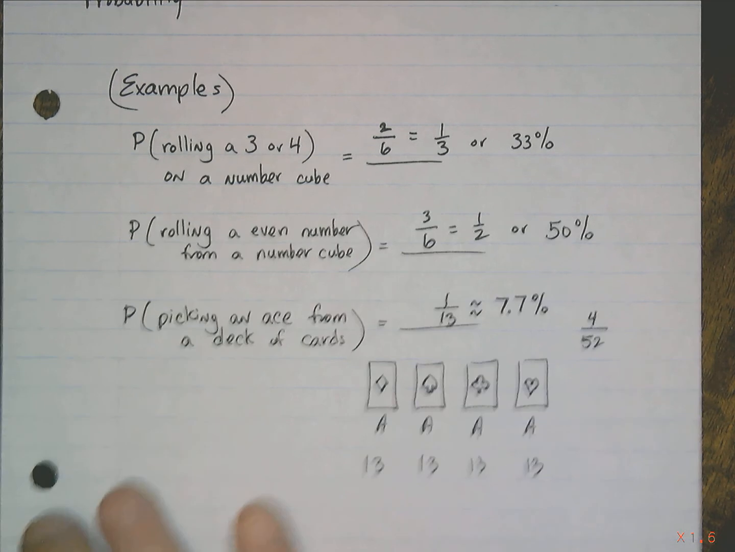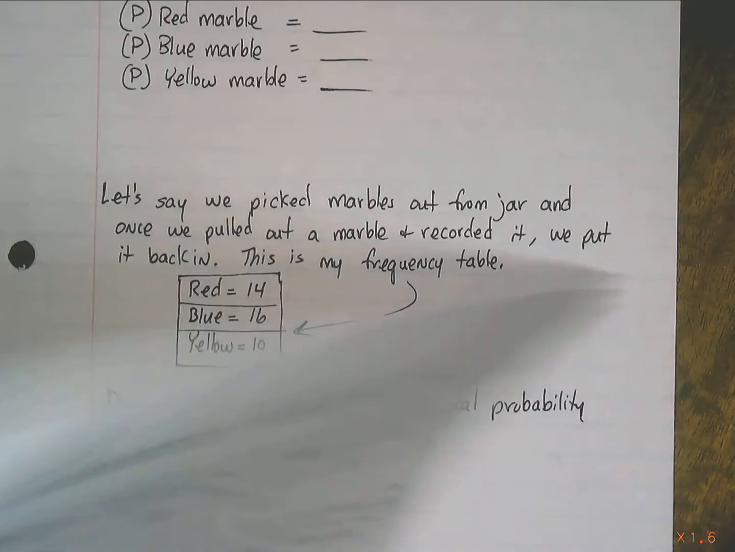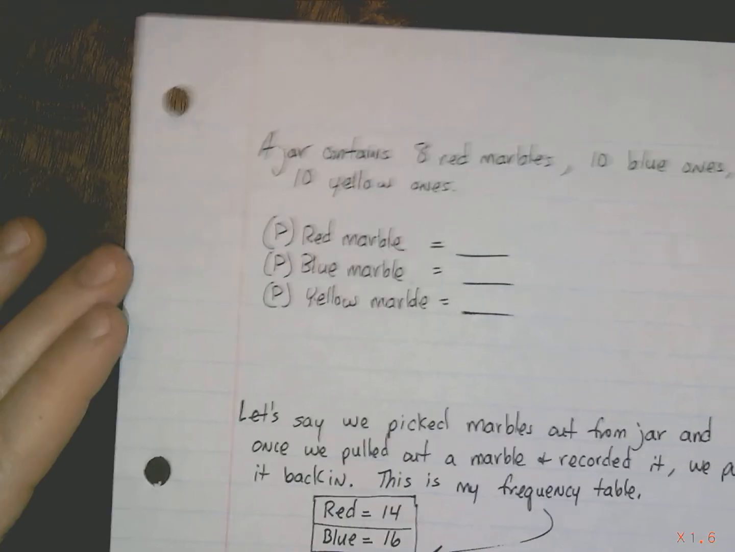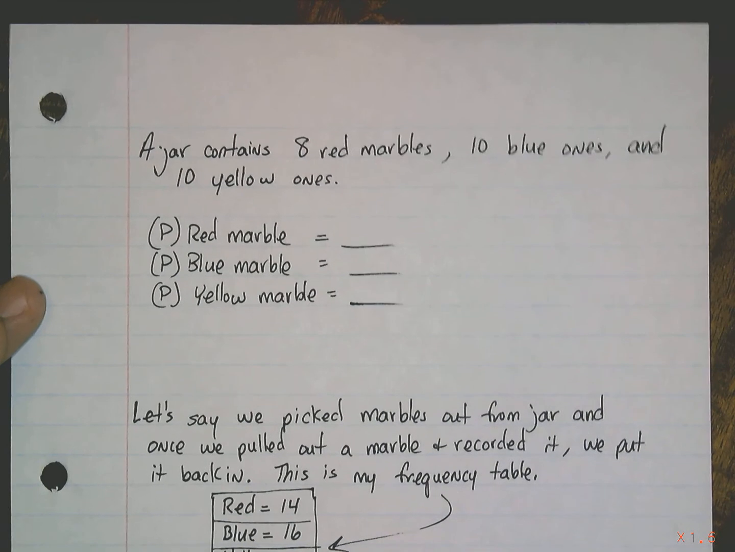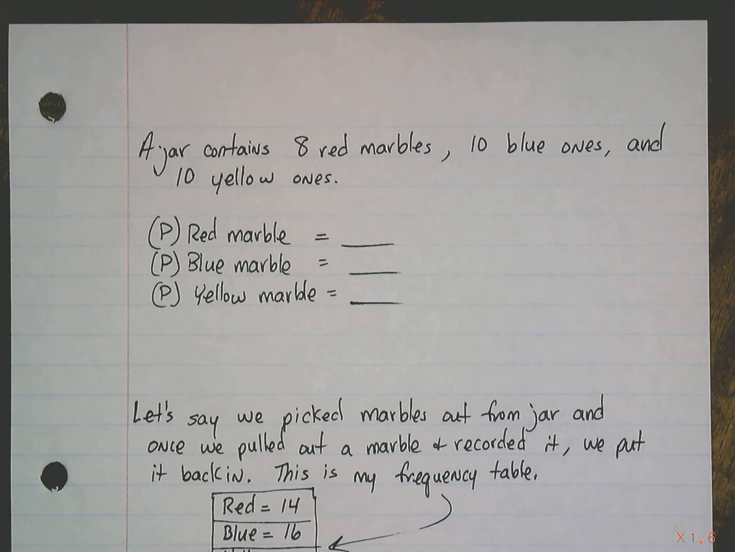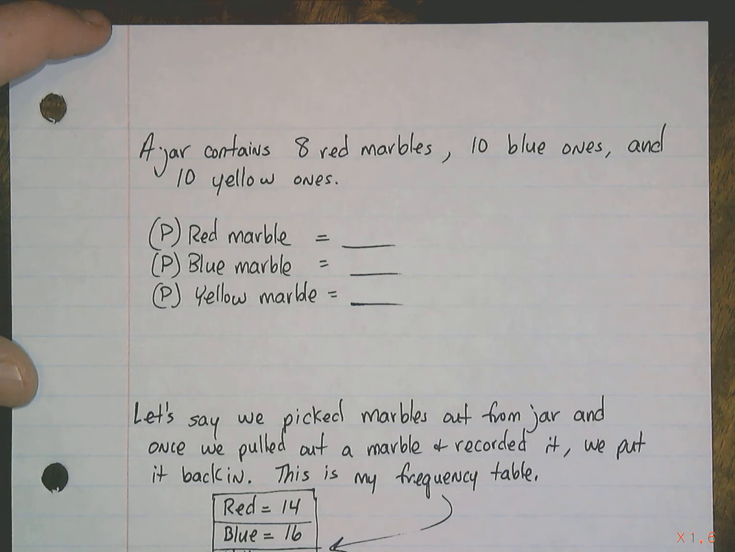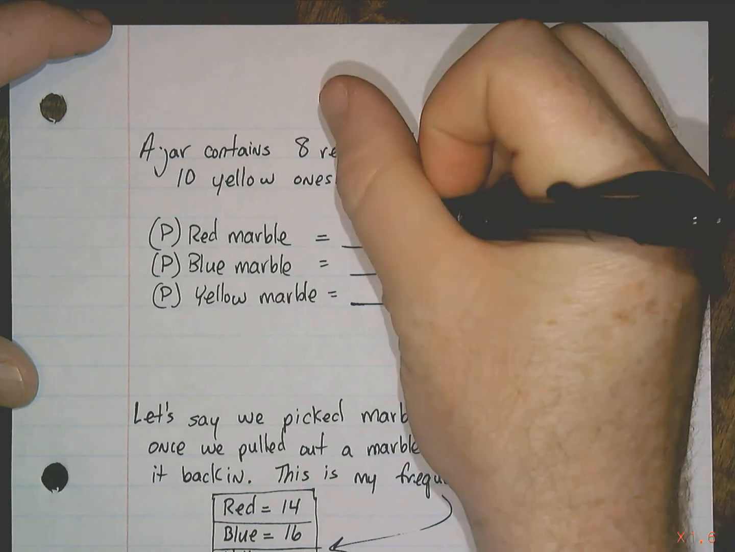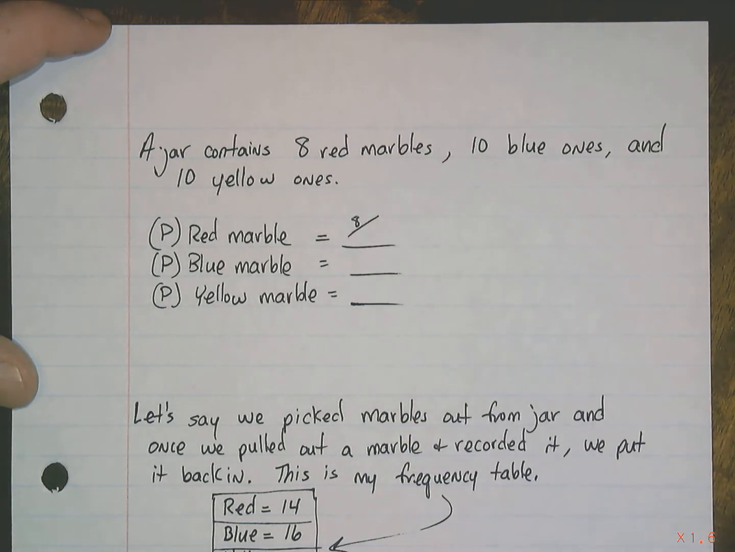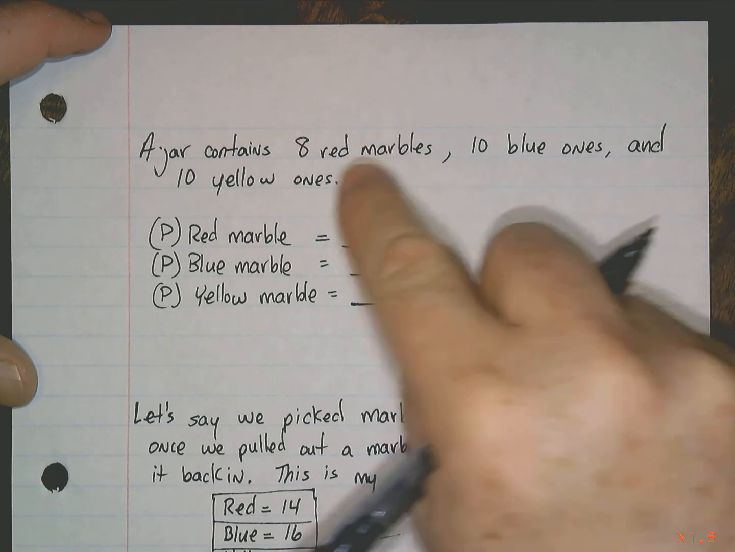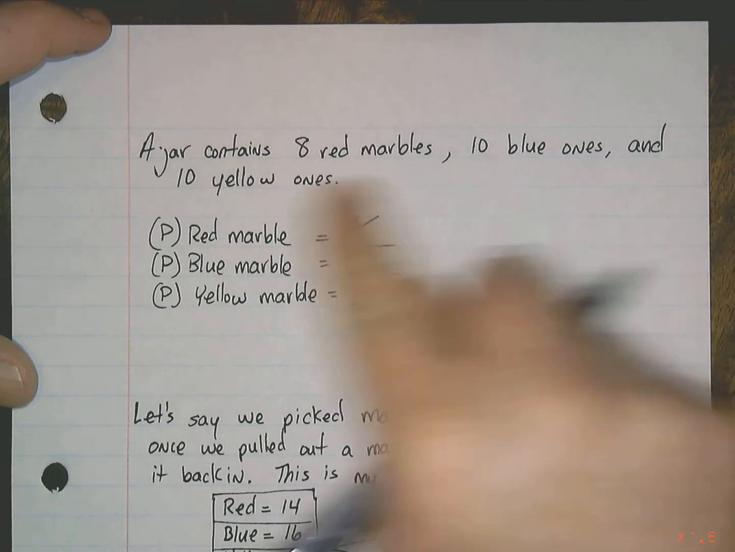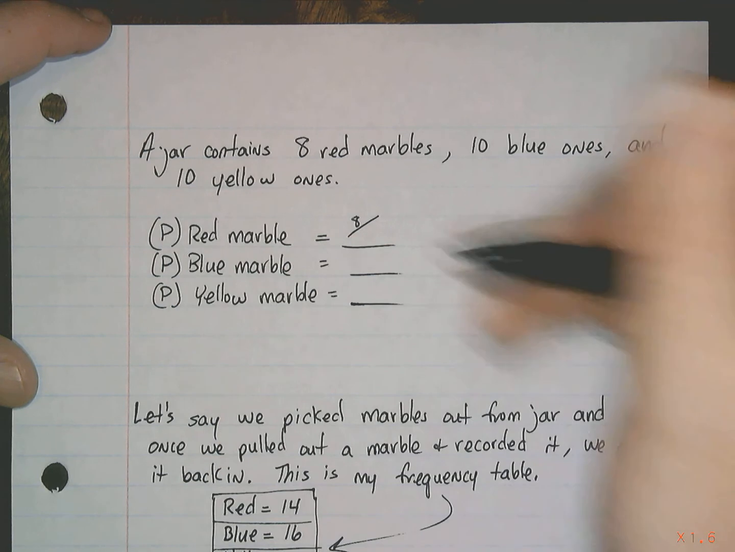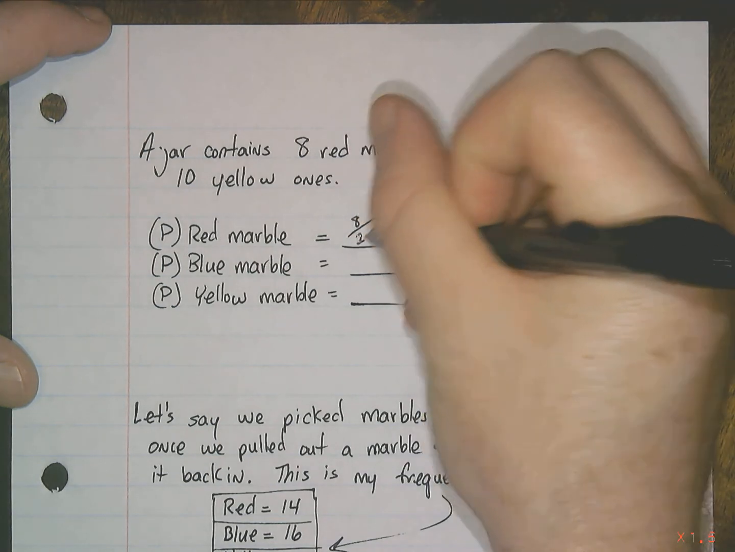Let's do a couple more examples. So let's say we have a jar that contains 8 red marbles, 10 blue ones, and 10 yellow ones. Now, what's the probability of me getting a red marble? Well, there's 8. Well, 8 out of the total. How many total marbles you got? 8 plus 10 is 18. 18 plus 10 is 28. So it's going to be 28 total.